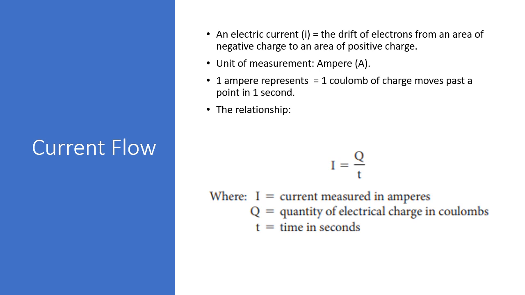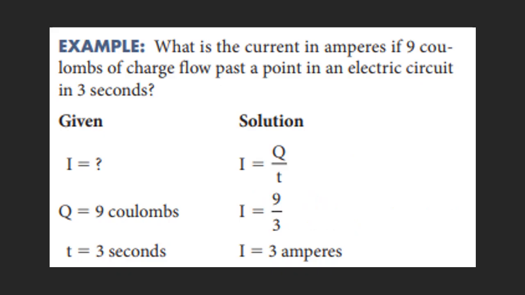Current flow, an electric current, I, consists of the drift of electrons from an area of negative charge to an area of positive charge. The unit of measurement for current flow is the ampere. An ampere represents the amount of current in a conductor when 1 coulomb of charge moves past a point in 1 second. The relationship between amperes and coulombs per second can be expressed as follows. Current measured in amperes, I, is equal to the quantity of electrical charge in coulombs, Q, divided by time in seconds, T.